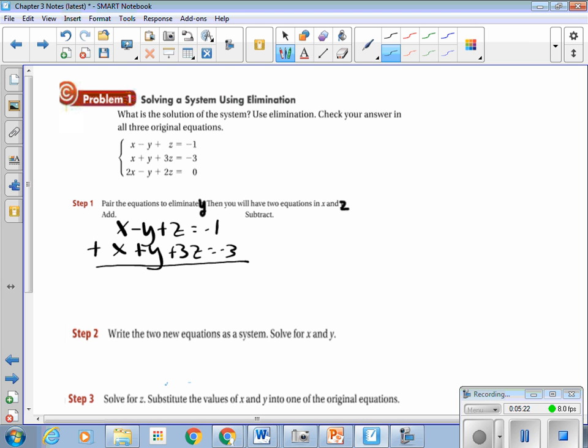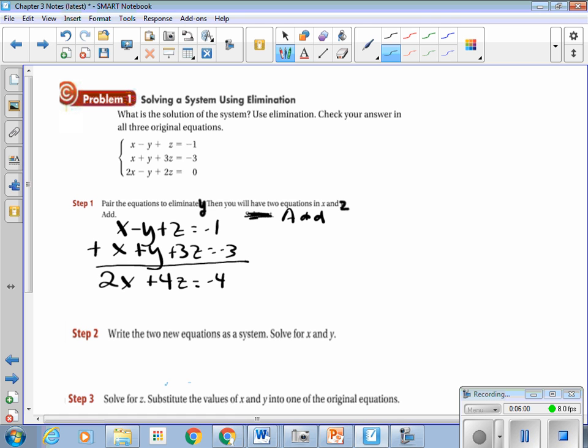So x plus x gives me 2 x's. -y plus y gives me 0. 1z plus 3z gives me 4z's. -1 plus -3 gives me -4. So now I have 2 variables. I have x and z. I know how to solve systems using 2 variables. We did a whole chapter.